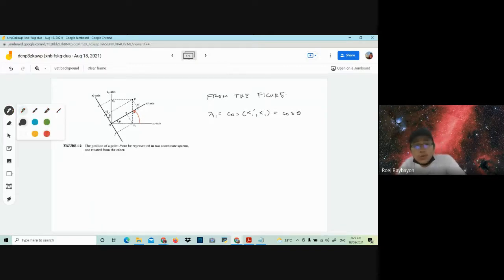How about lambda 12? This is when i is equal to 1 and j is equal to 2. So we have cosine of x1 prime x2. We have the angle between x1 prime and x2. How much is the angle between x1 prime and x2? This is 90 minus theta.